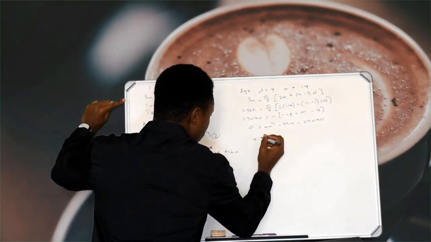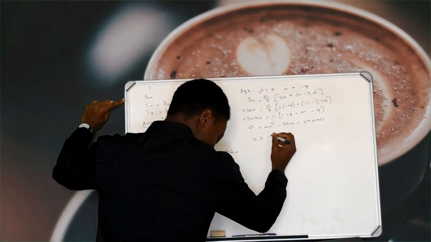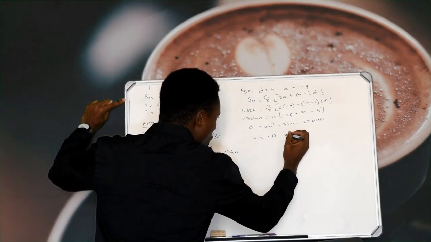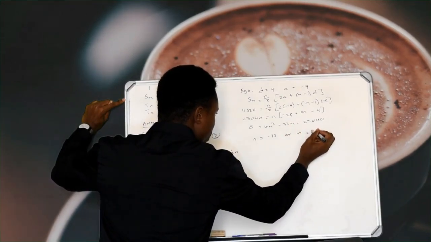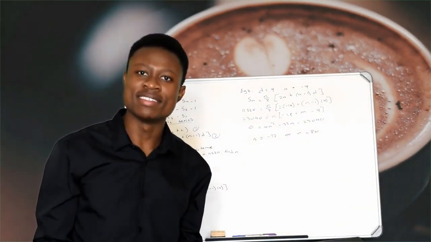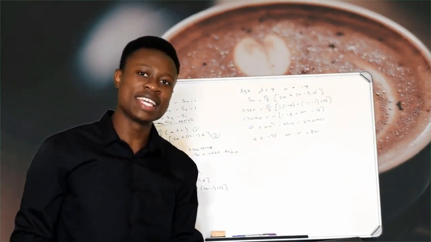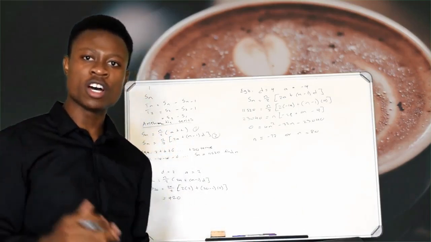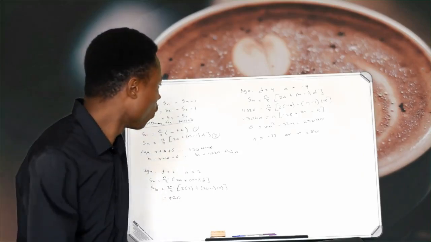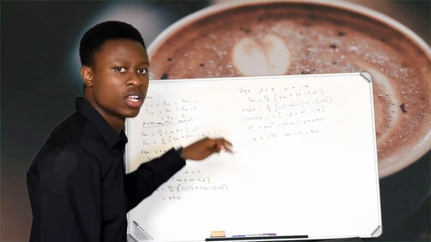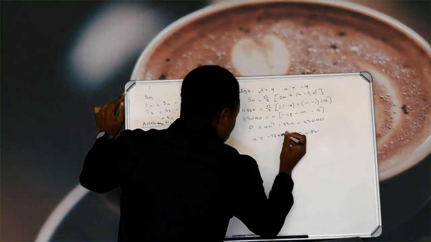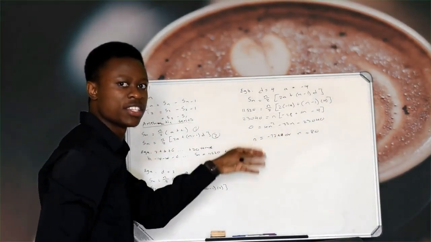We'll get n is equal to negative 72 or n is equal to 80, right? If you look at these two answers, which one of them makes sense? Can I have a negative term? Can I have a negative 72nd term? No, you can't. So we discard this one here, it does not work, it is not applicable. So what's the answer? n is equal to 80.